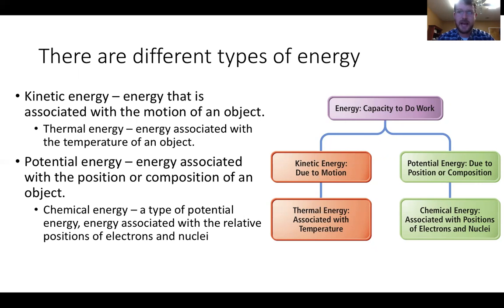Chemical energy is a type of potential energy. It's associated with the relative positions of electrons and neutrons. This is where we get our food, right? This is why we eat. Within that food, there is stored chemical energy, and our body is able to transfer that chemical energy into kinetic energy for us to do something with it.